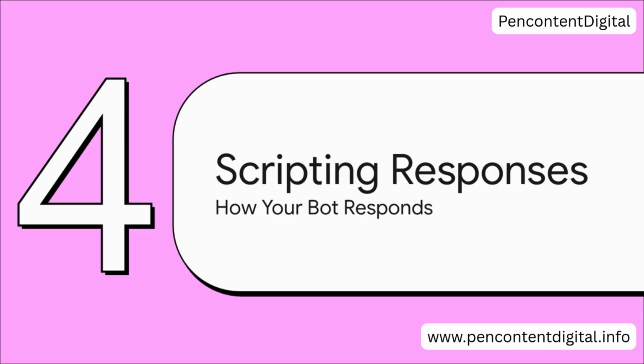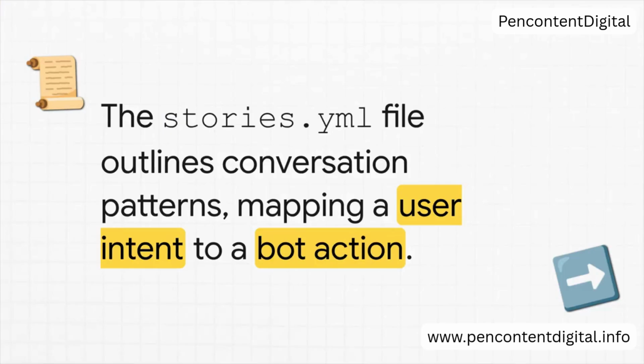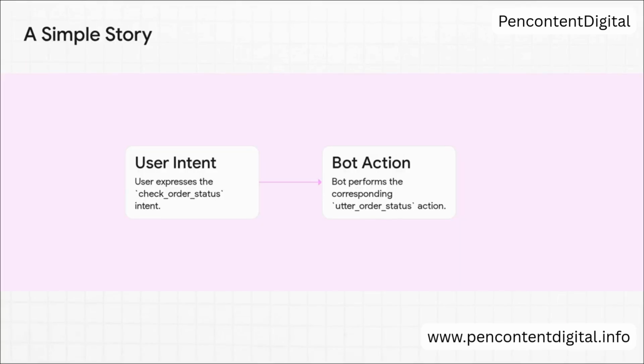And this is where we get into scripting the conversation. For this, we're going to jump over to our stories.yaml file. And remember our analogy? This is the script. What it does is create a direct link between what the user wants, their intent, and a specific action the bot should take. A story at its core is just a simple cause and effect chain. It's a this, then that. If the user shows the check order status intent, then the bot will perform the utter order status action. It's a simple, predictable path for the conversation to follow.